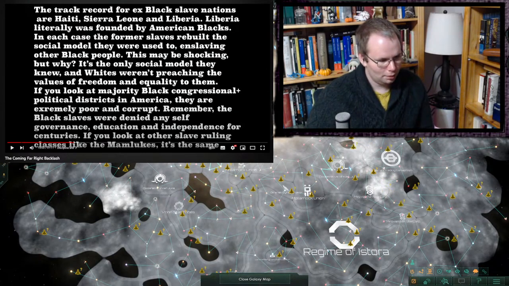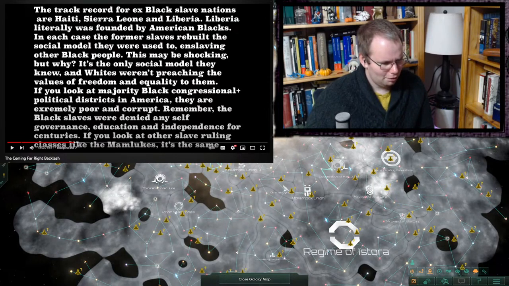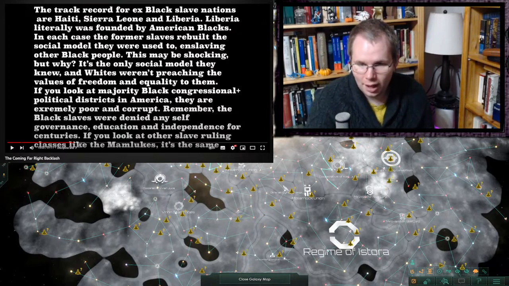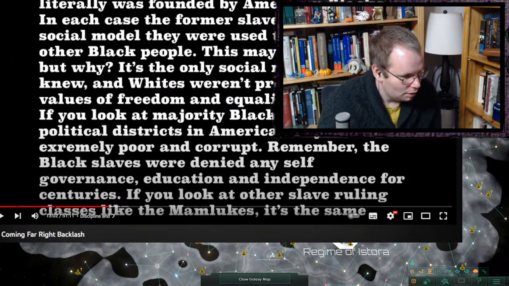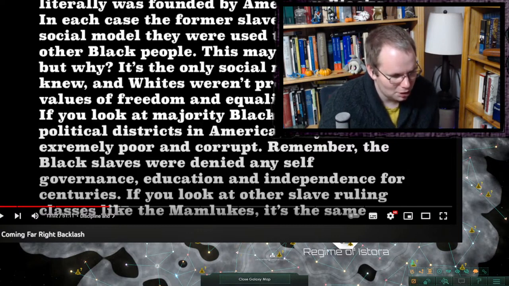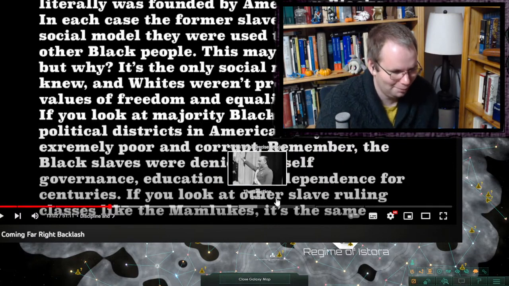In each case, the former slaves rebuilt the social model they were used to, enslaving other black people. This may be shocking, but why? It's the only social model they knew, and whites weren't preaching the values of freedom and equality to them. If you look at majority black congressional plus political districts in America, they are extremely poor and corrupt. Remember, the black slaves were denied any self-governance, education, and independence for centuries. If you look at other slave-ruling classes like the Mamluks, it's the same.